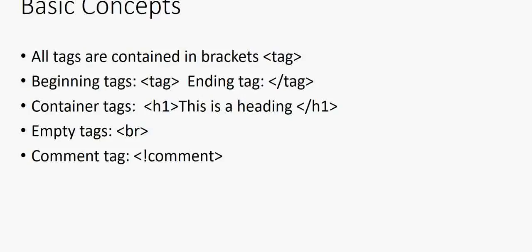There are things called container tags. There's this H1, and you can see it ends with an H1. A container tag has information in between the tags that the browser is going to process. There's also something called an empty tag, and this is just a single tag in brackets. This one creates a line break. The browser puts what follows on the next line. So you have container tags and empty tags.